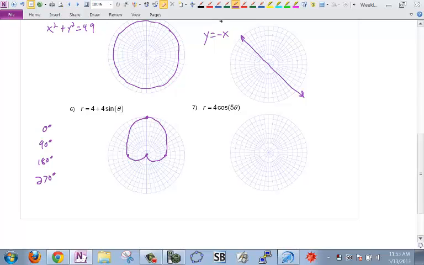And then number 7 is going to be a rose with 5 petals.